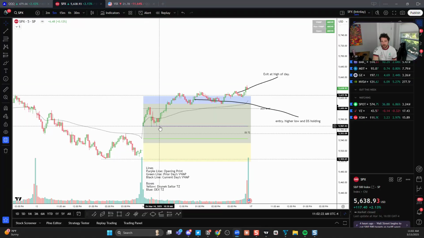And then from there, we're above opening print, we're above VWAP. Both are key intraday sentiment indicators that I like to use. So again, that was a great trade. And you could have rode it up to the top of the drunken sailor, top of the DEX transition zone, and then from there reassessed. But nonetheless, I didn't do it wrong either by waiting until we cleared the top of the drunken sailor zone, then waiting for that retest, and then moving modestly higher from there.